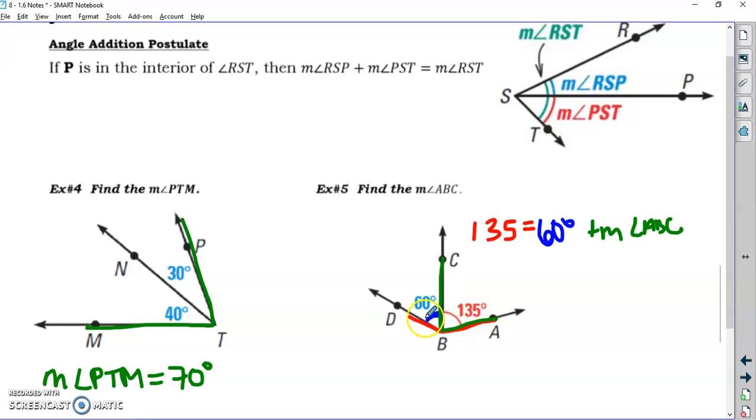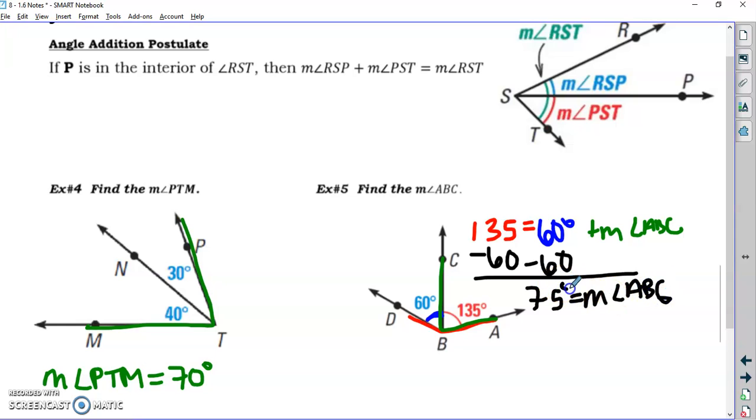Okay, again, 135 is the measure of the whole angle DBA. So we're going to subtract 60 from both sides. So we get 75 equals the measure of angle ABC. 75 degrees. So now, if this part's 75 degrees and this part's 60, we should be able to add them together to get the whole angle, which is 135 degrees.